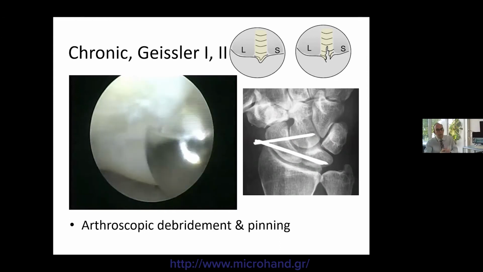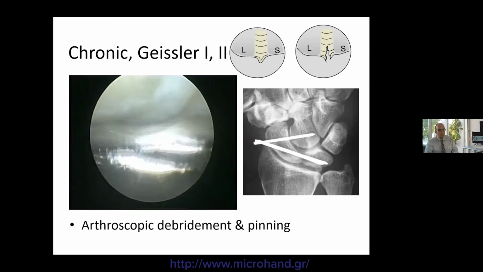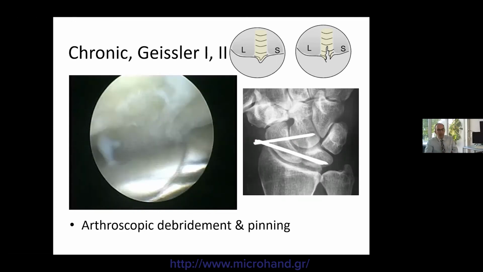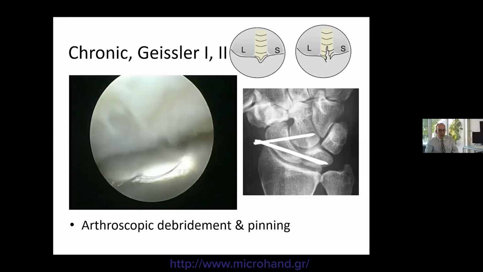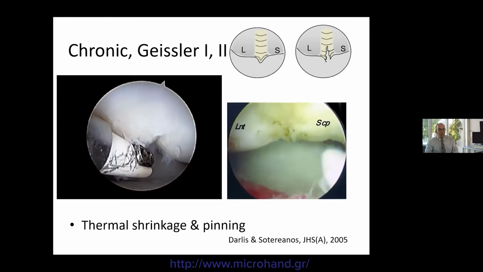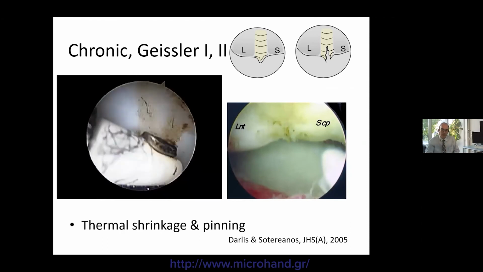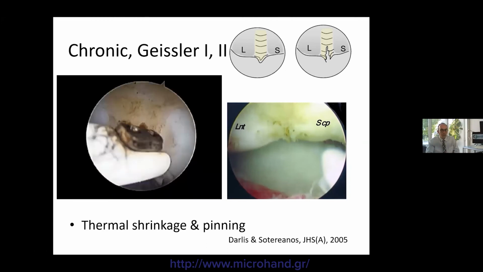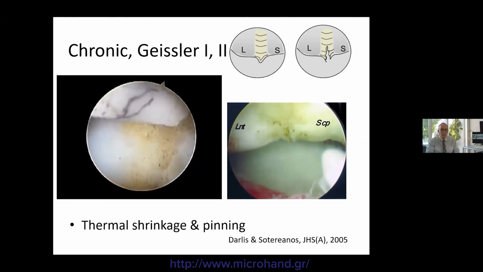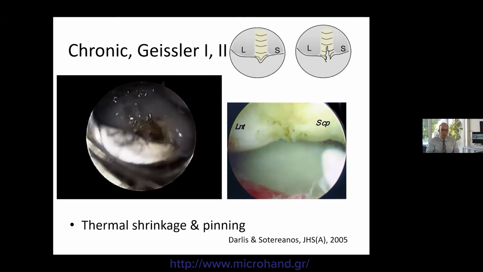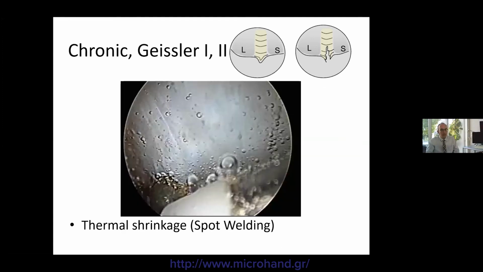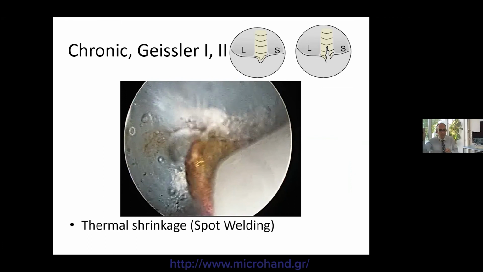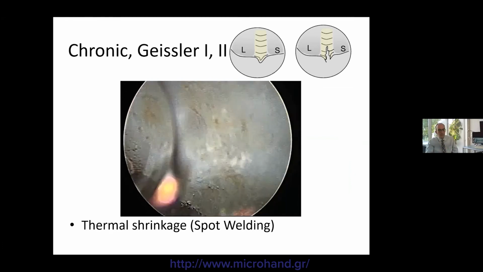Now, moving on to chronic tears, if you have a chronic partial tear, then you have a slam dunk. You debride it and pin it, and most of the time the patients will do fine. The idea of thermal shrinkage still exists in the wrist. In the shoulder, it's mostly gone, but in the wrist, you can actually immobilize, so you can thermally shrink tissue. The technique has changed a little bit. What we now do is what we call spot welding in different places in the scapholunate ligament.